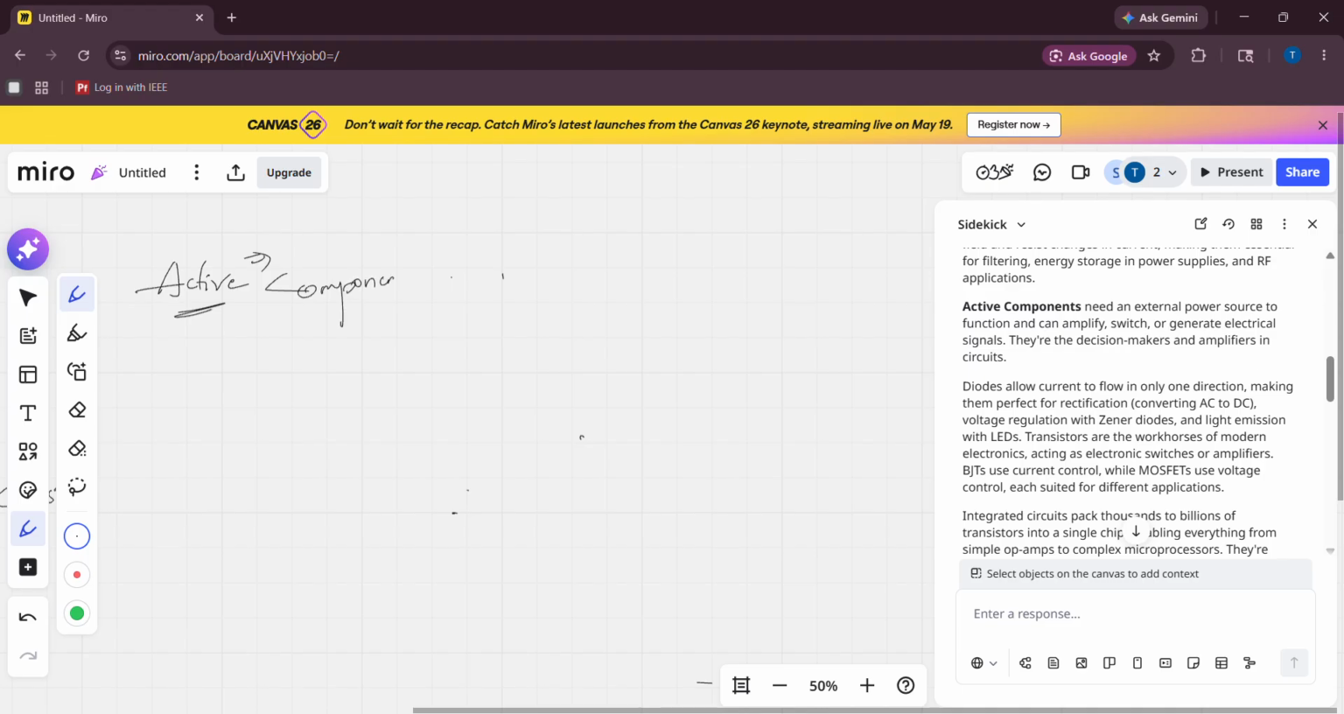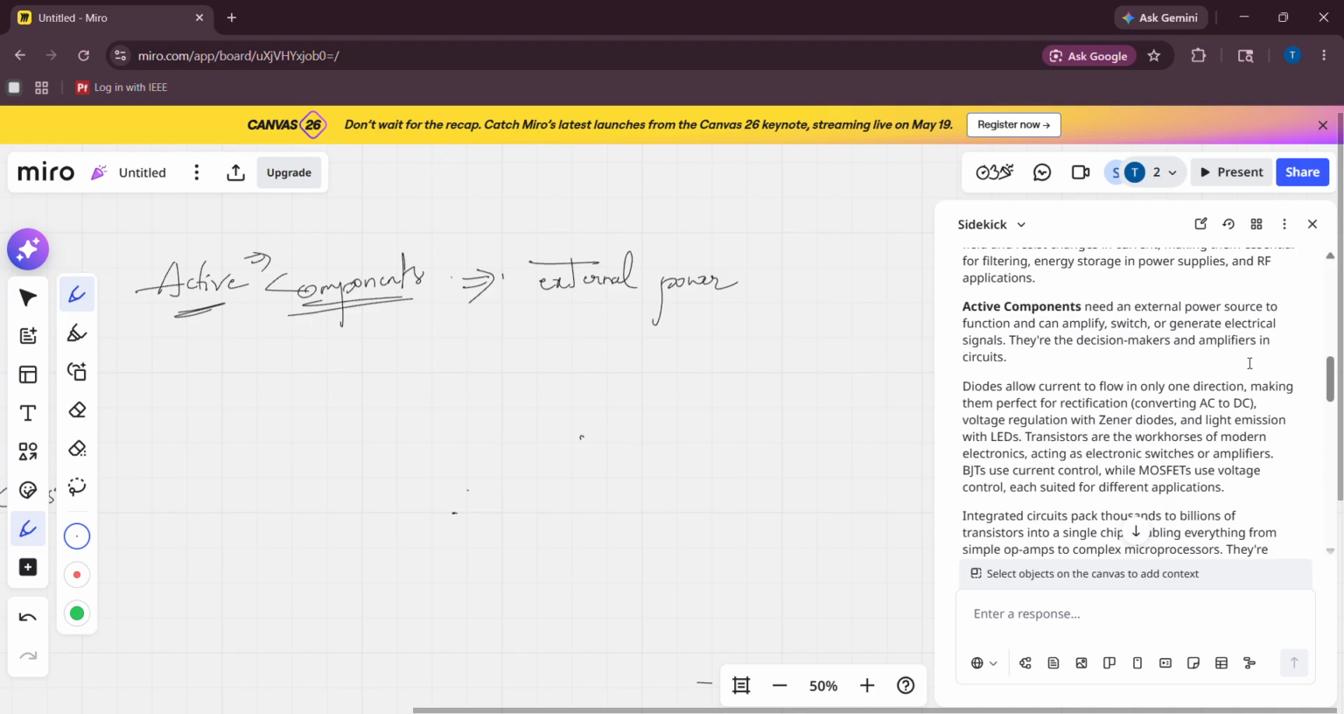Active components. Coming to the active components, they need an external power to amplify the signal and to generate the electrical signals. For any purpose, the active component needs some external power. Without any external power, it can't do anything.